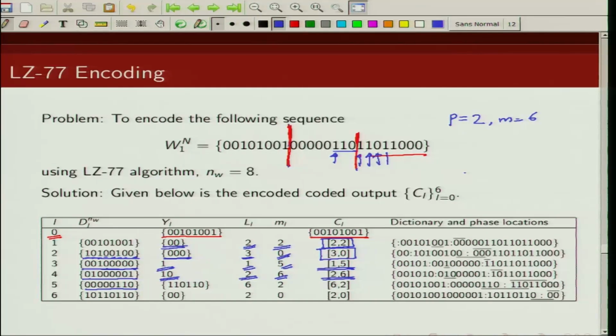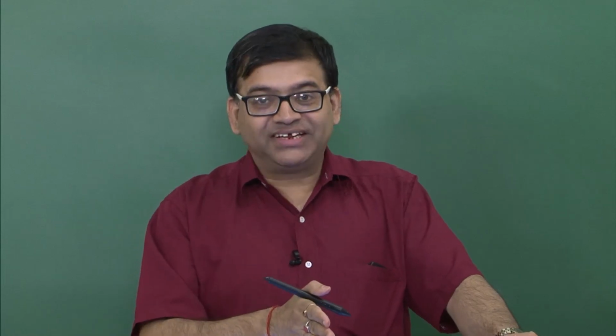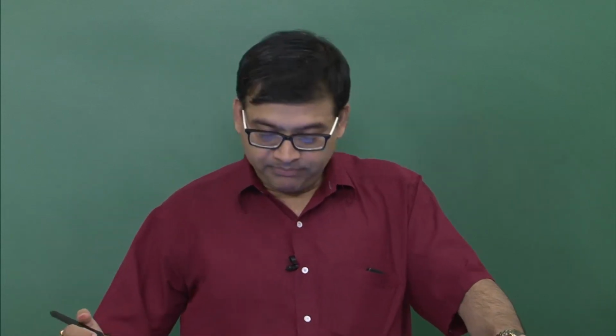What about 1 1 0 1? Again, there's a match of 1 1 0 1. What about 1 1 0 1 1? Again, there's a match. And what about 1 1 0 1 1 0? So please note the match has to start inside the dictionary, but it can go beyond.